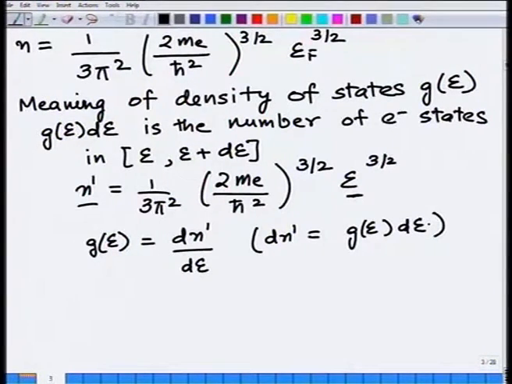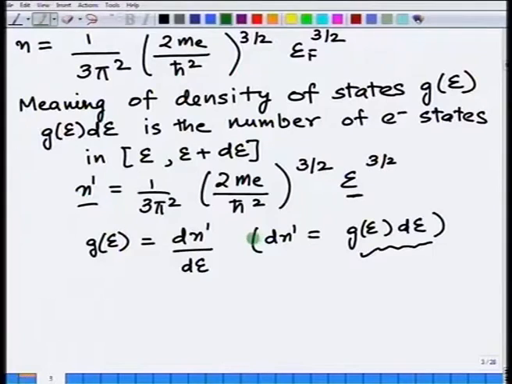This is the number of electron states in the energy interval, read the definition here. As I explained, n prime electrons are filling up to energy E, and if I go slightly higher in energy by dE, then the increase in the number of electrons is dn prime. So, we are basically trying to calculate dn prime by dE for the density of states.